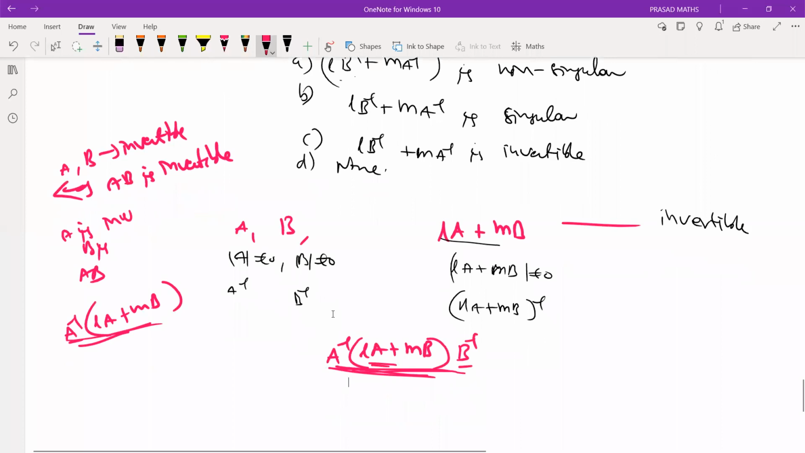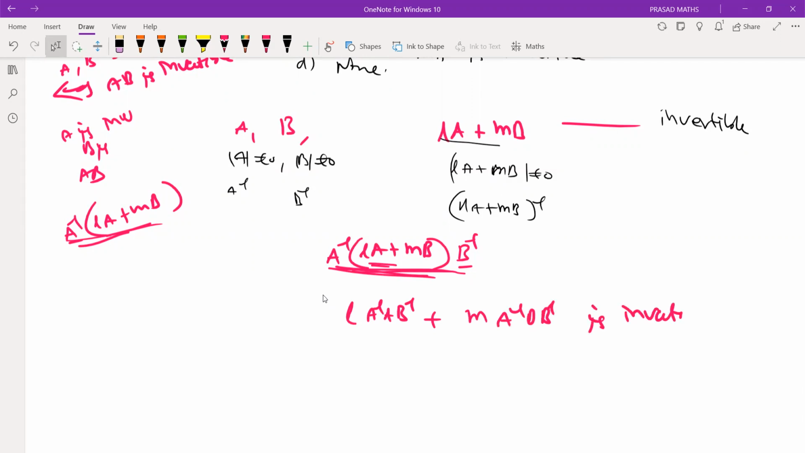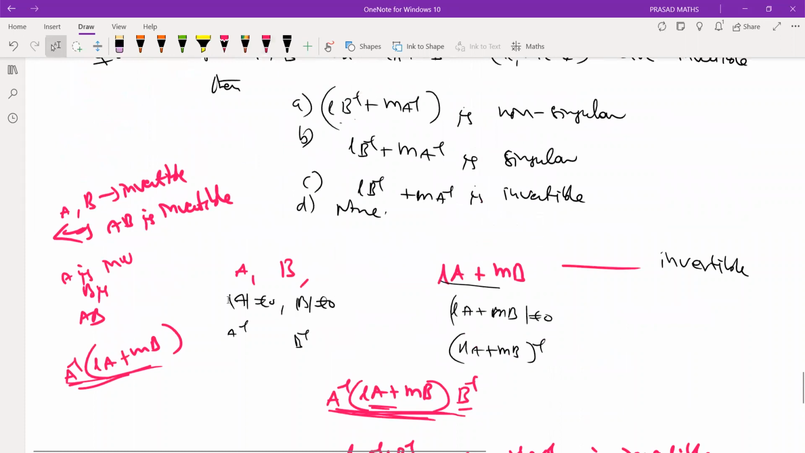Matrix multiplication distributes over addition. Therefore, this can be written as L into A inverse A B inverse plus M into A inverse B B inverse, which is invertible. That means L into B inverse plus M into A inverse is invertible. Invertible means it is non-singular, so this option is right. Invertible means, if and only if, the determinant is non-zero. Once the determinant is non-zero, it is non-singular.